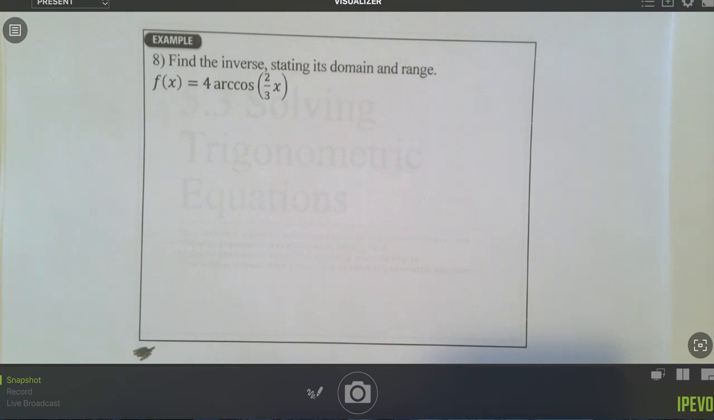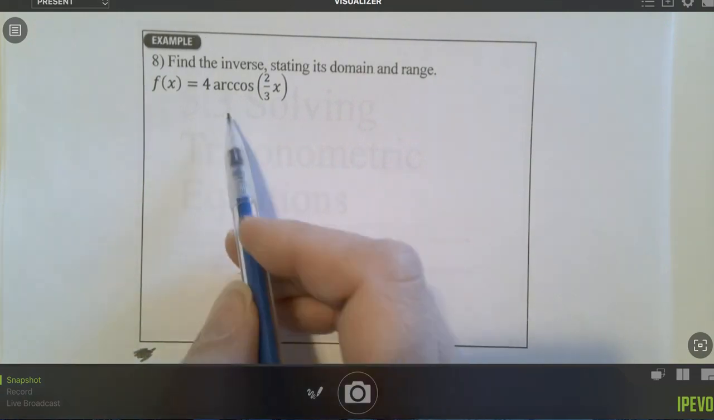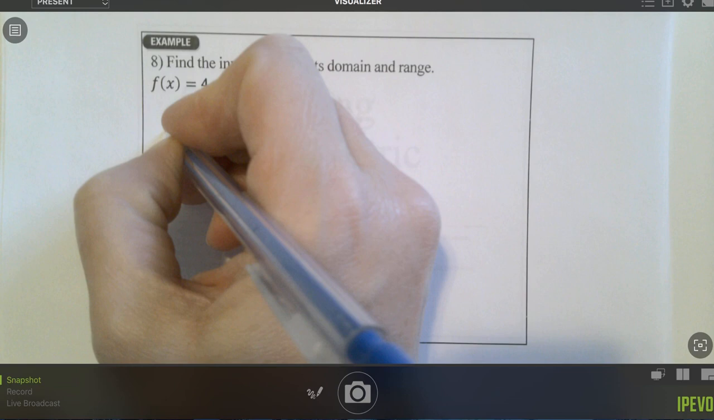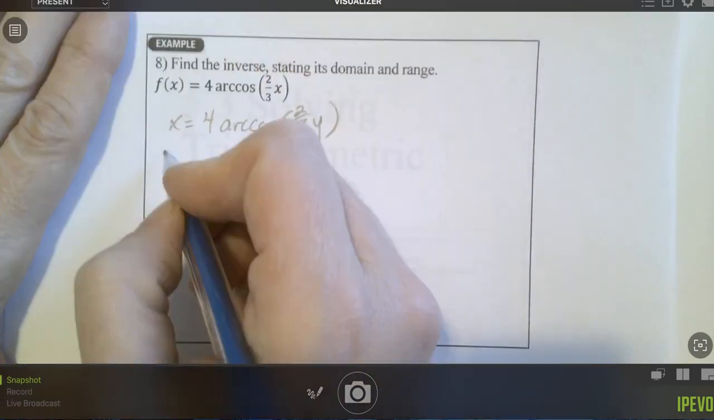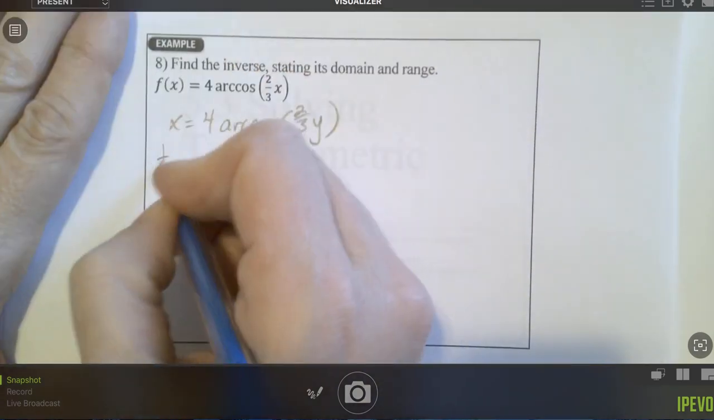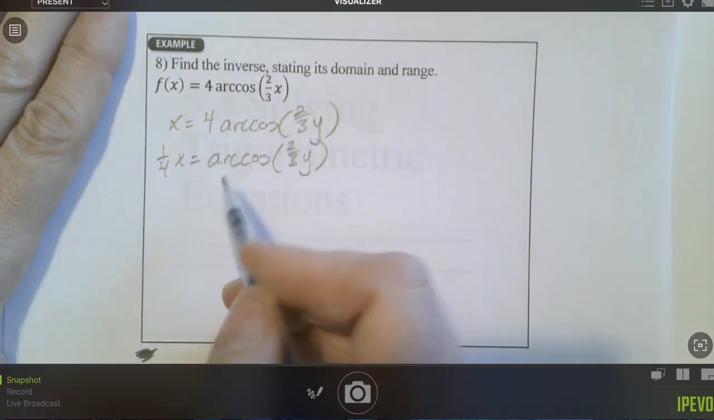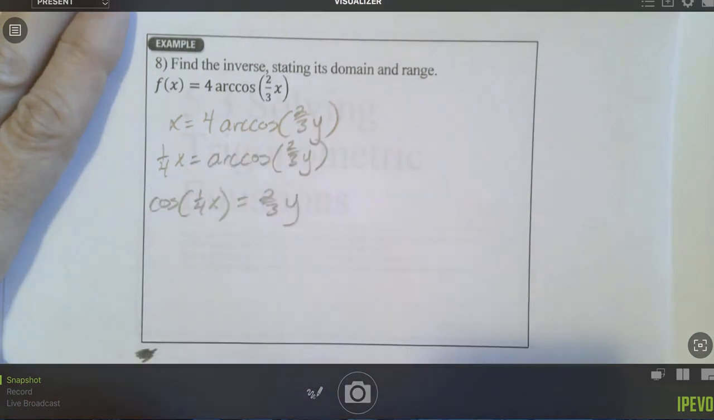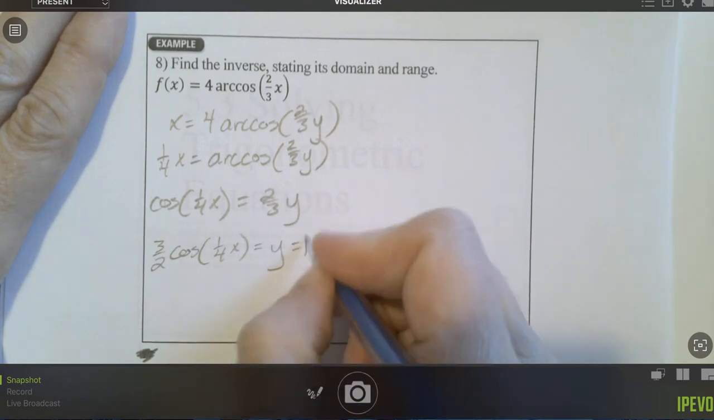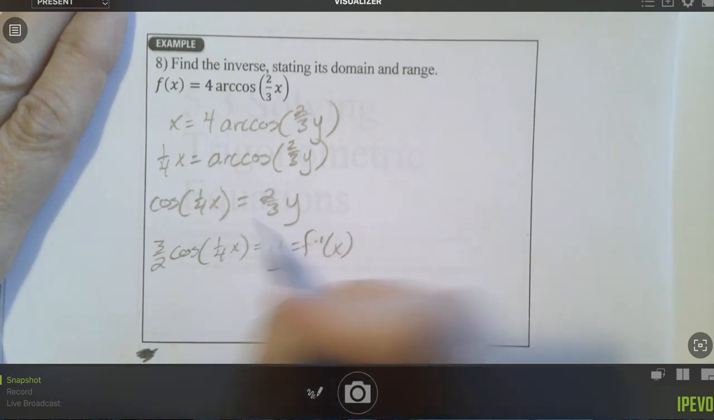and state its domain and its range. So let's just go ahead and switch our x and y and solve for y to find the inverse. I'm going to divide by 4 or multiply by 1/4. And then I'm going to take a cosine of both sides. And then I can multiply both sides by 3/2. So this is our inverse function. So we're done with part of the problem here.